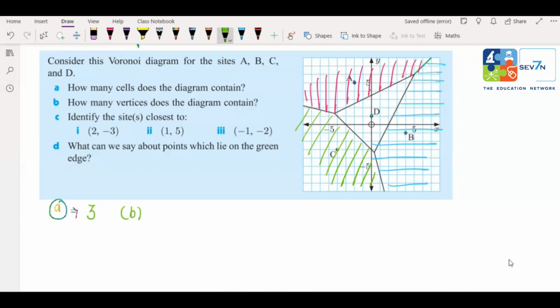Tell me for part B. How many vertices does the diagram contain? Ma'am, what is the vertices? The definition of vertices is what? The point at which the edges meet. So this is where your edges meet. So there are 3.